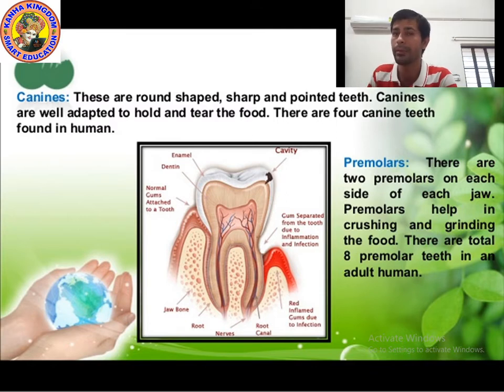4. Yes, remember, only 4 canine. There are 4 canine teeth found in humans: 2 in upper jaw, 2 in lower jaw.